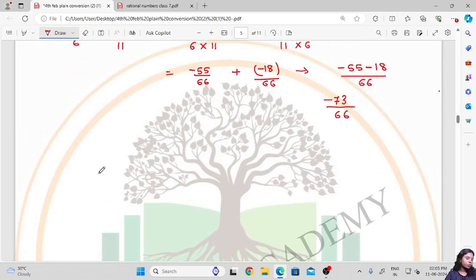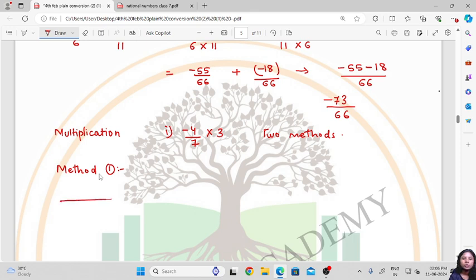Now going ahead to multiplication. Say I have minus 4 by 7 into 3. Now when there are numbers like this, there are two methods here. One is a number line method and one is direct multiplication. So let's look at method number 1, that is the number line method.